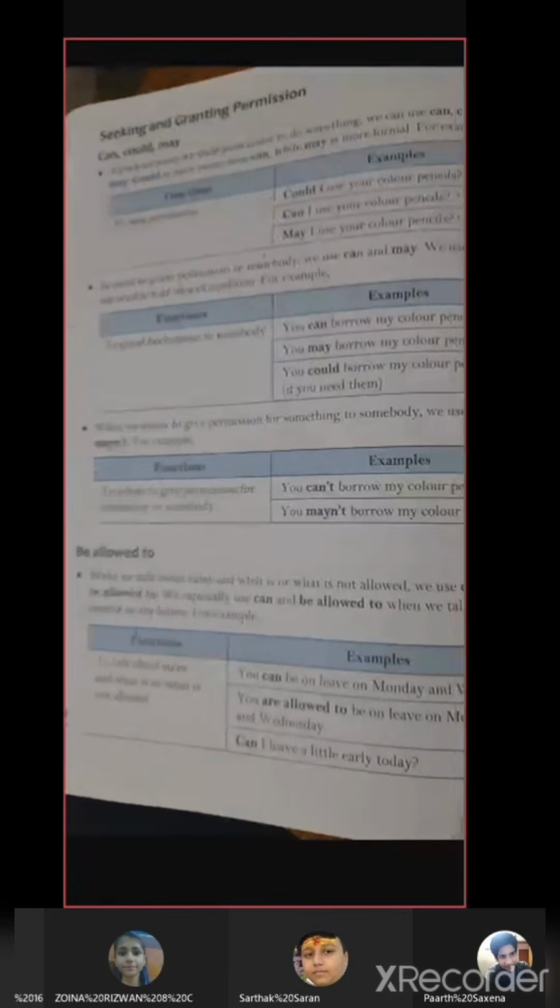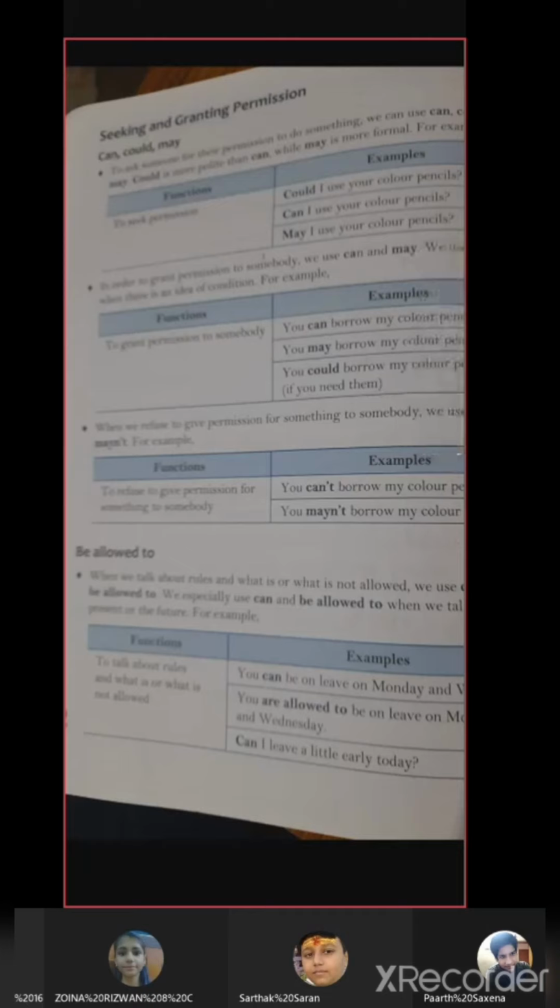Now please see this. Can, could, may. Now to ask someone for their permission to do anything, we use the words can, could, may. Now, could is more polite than can, while may is more formal. Could is said to be a politer word to use than can, and may is considered a formal word.